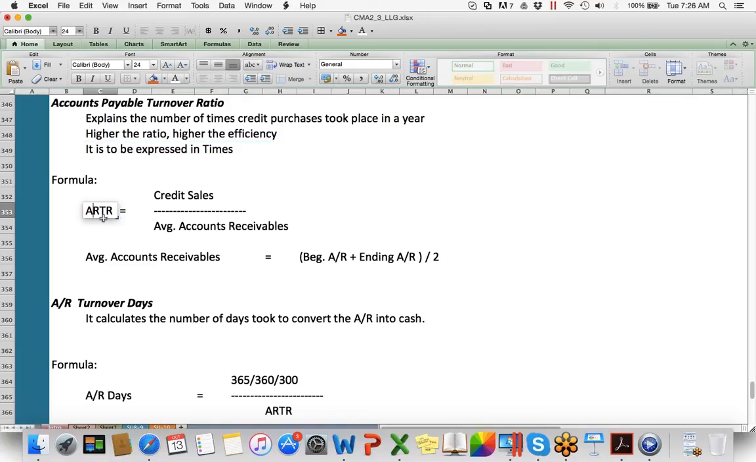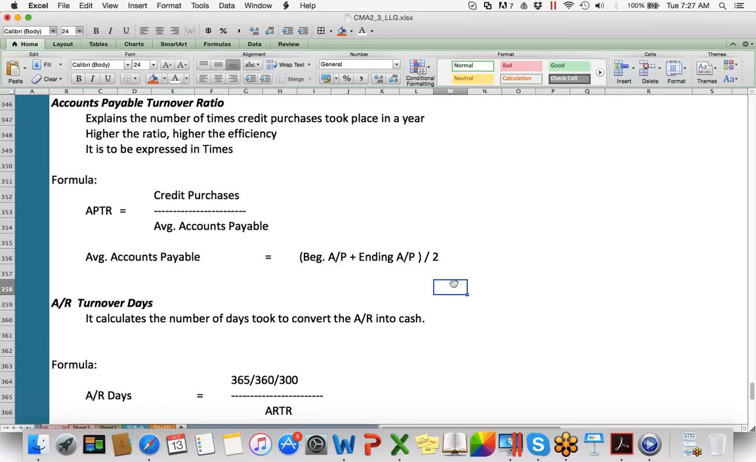And the formula to calculate APTR, accounts payable turnover ratio, will be credit purchases. If you have total purchases with cash purchases, please remove the cash purchases, and divide by average accounts payable, means your creditors. Calculate average accounts payable using the formula: average accounts payable equals beginning AP, accounts payable, plus ending AP, accounts payable, divided by 2.